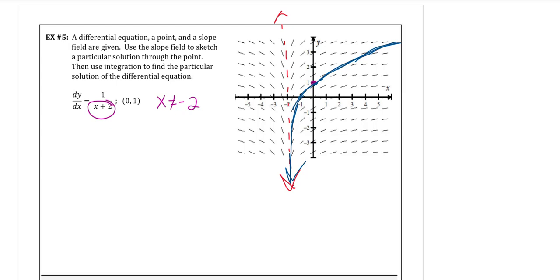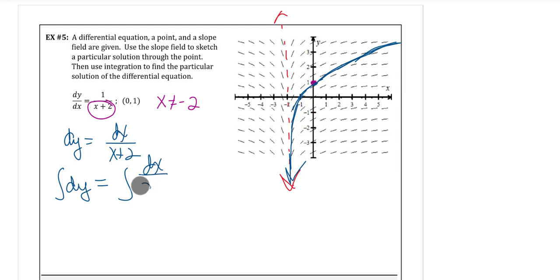Okay, so let's verify that we have the right solution based on this initial condition and this differential equation. So let me rewrite this. This says dy equals dx over x plus 2. Now I'm going to integrate each side, the left side with respect to y, and the right side with respect to x. And I wrote dx over dx because I was saying that. So this should be x plus 2.